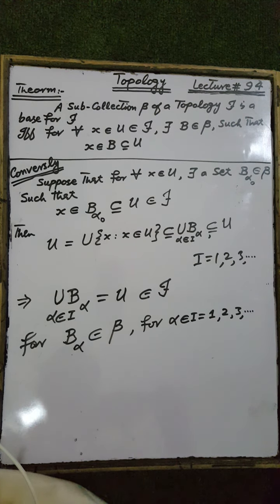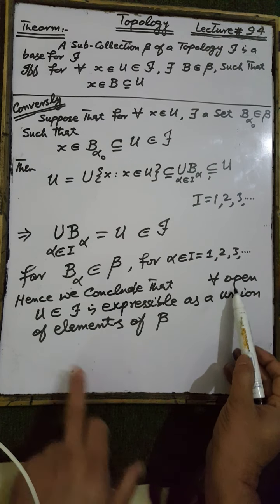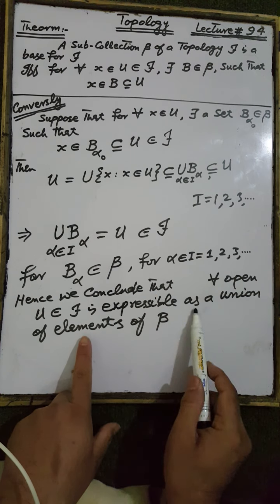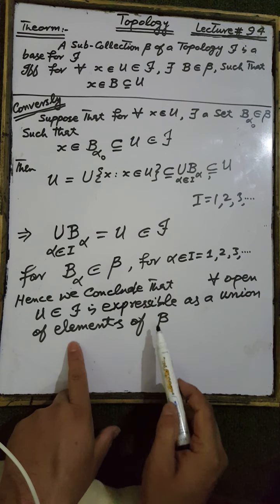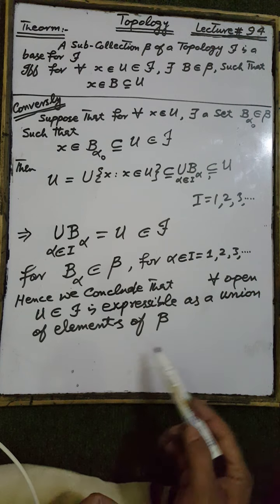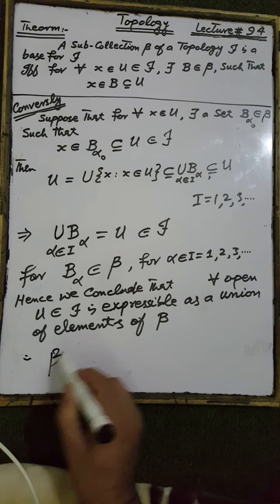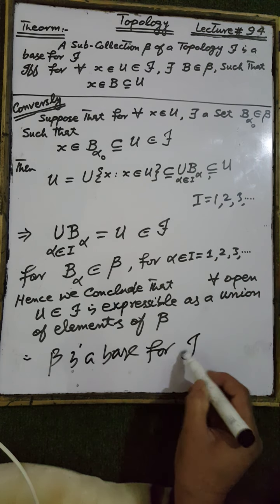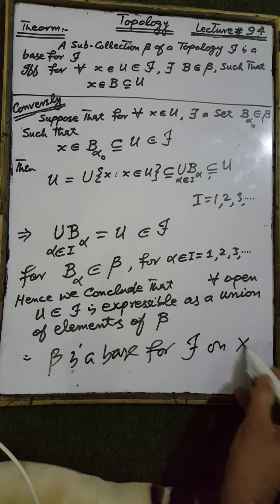So we conclude that each open set U belonging to τ is expressible as a union of elements of β. Therefore, β is a base for the topology τ on the ground set X.